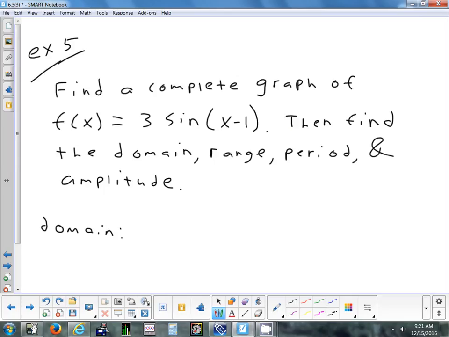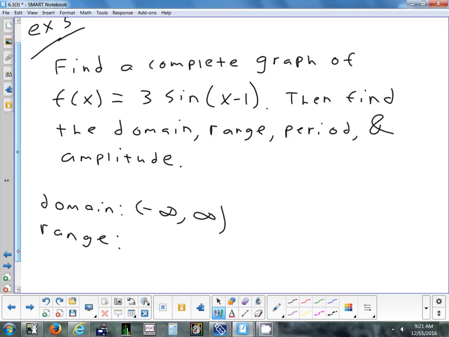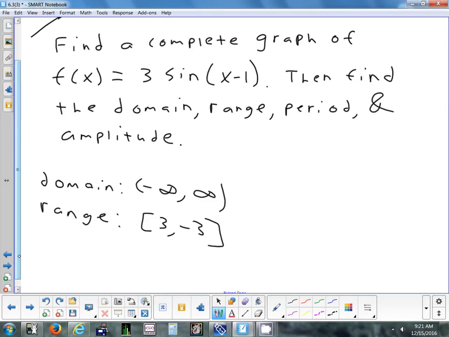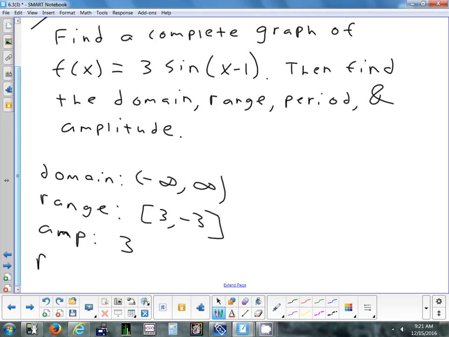What's the domain? All real numbers. All real numbers, yep. What about my range? What's the highest and the lowest this one will go? 3 and -3. Yeah, it would be 3 to negative 3. How about the amplitude? Amplitude is 3. And the period.